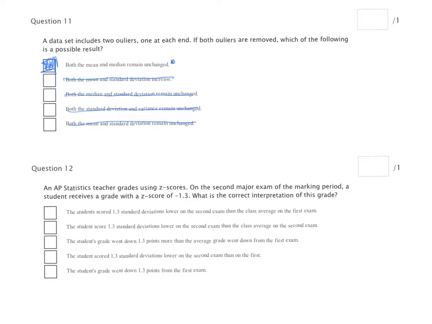The student scored 1.3 standard deviations lower on the second exam than the class average on the first exam. First exam? It doesn't say anything in my question about a first exam. So that's not it because I don't know anything about my first exam. The student scored 1.3 standard deviations lower on the second exam than the class average on the second exam. I'm going to say that one's probably it, but I'm going to keep reading just to make sure.